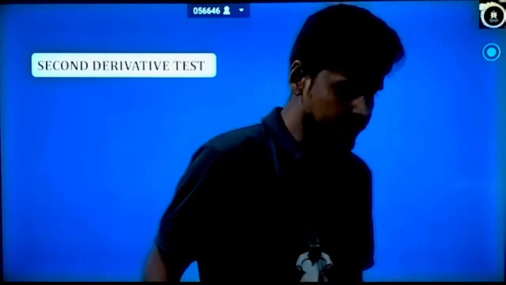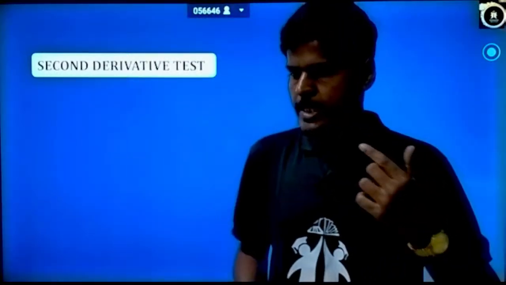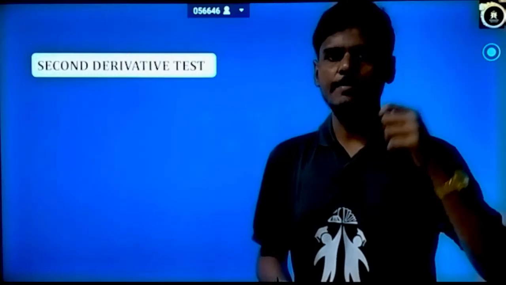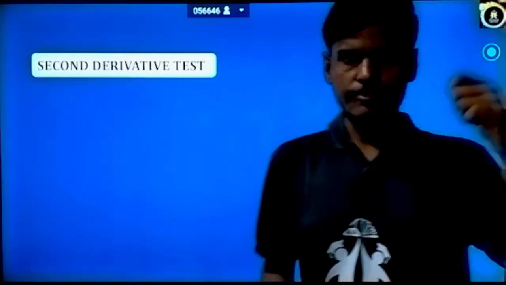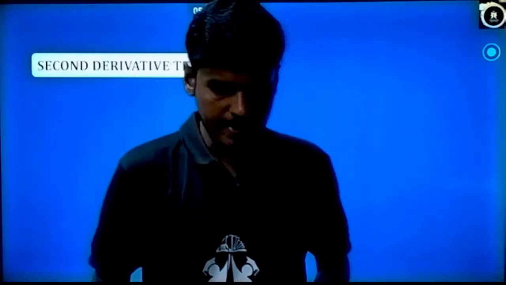Next is the second derivative test. Now what is the second derivative test, students? Again, for finding maximum or minimum, we have already seen through the first derivative test that when a function attains a maximum or minimum, then f dash will become 0. Now why do we have to find the second derivative test? We will consider an example.